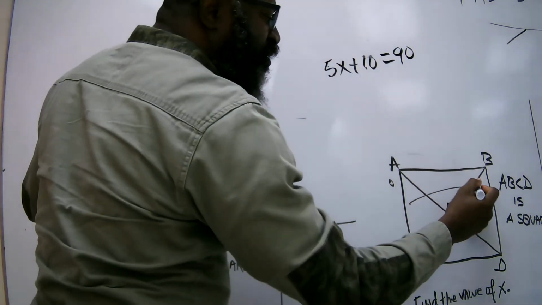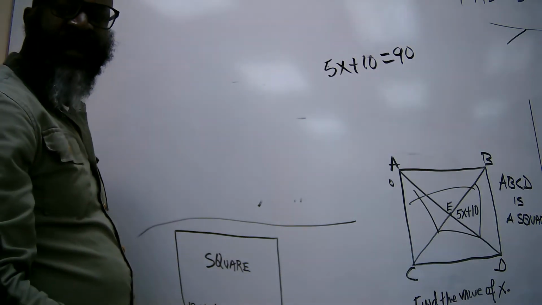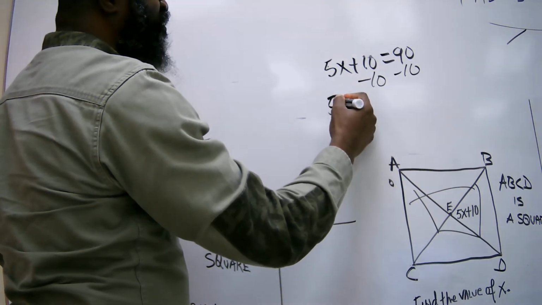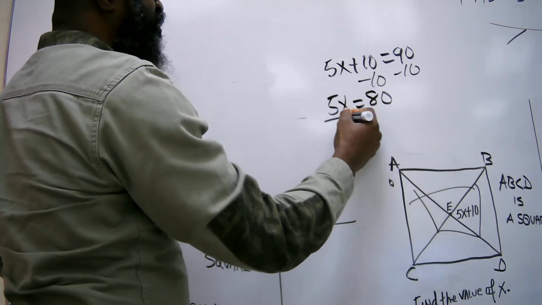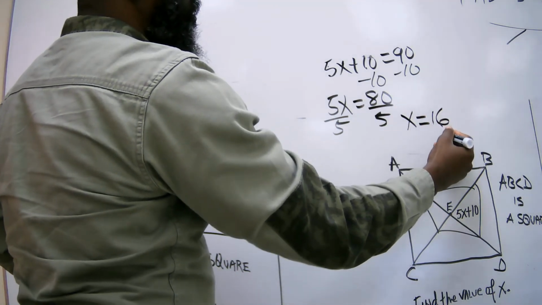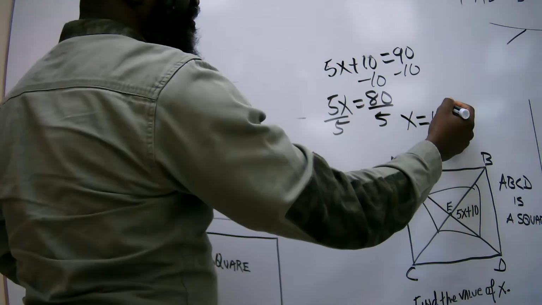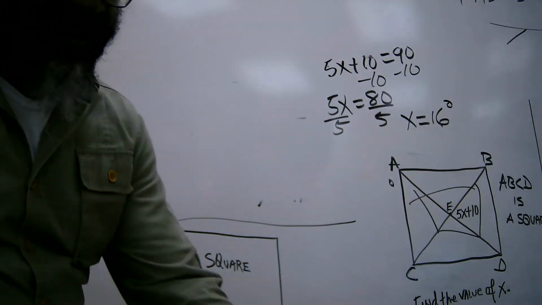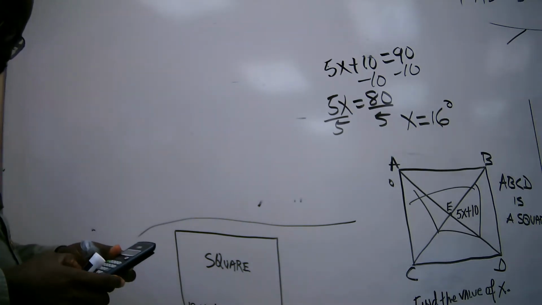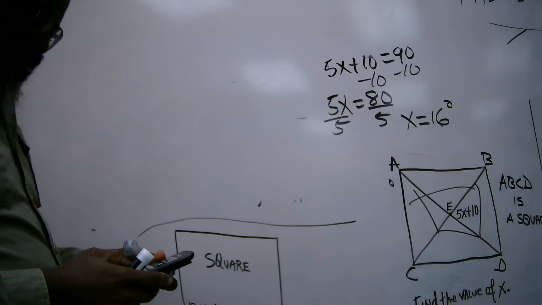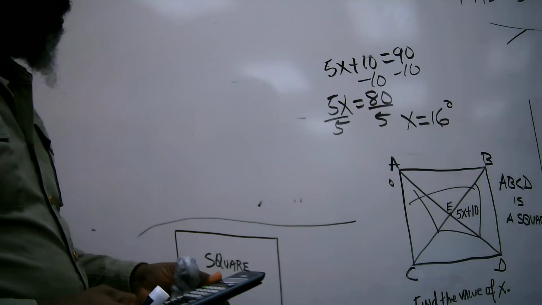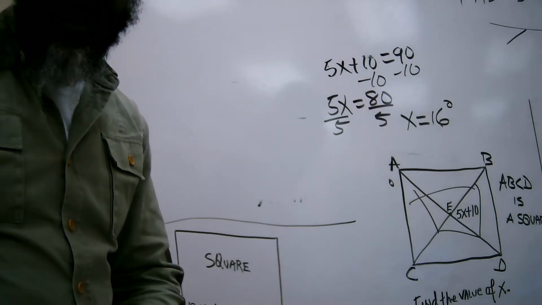Those are 90-degree angles. Alright? In this case, you subtract 10 from each side. Then you will have 5x is equal to 80, divided by 5. In this case, x is 16 degrees. 80 divided by 5, yes, it is 16. Check. Alright, last problem.